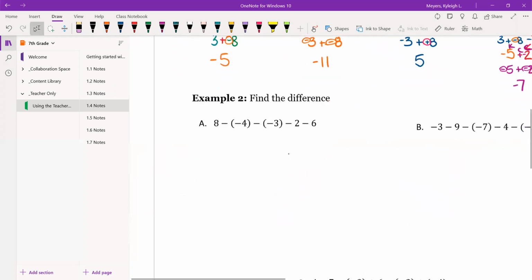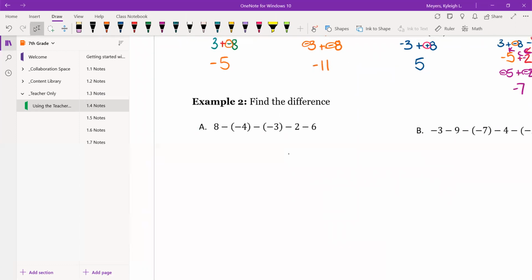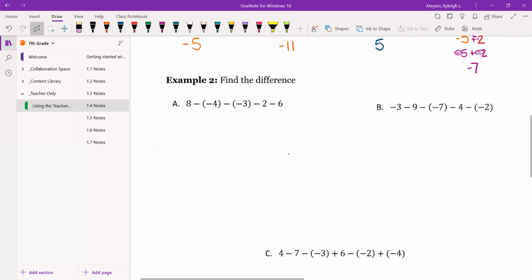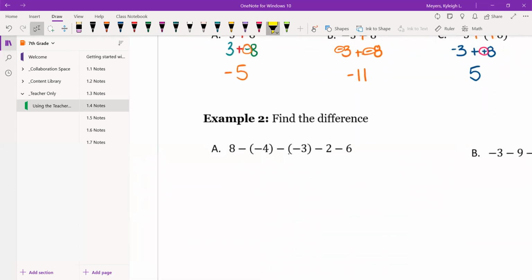So I'm going to do example 2A with you, and then I'm going to have you try B and C on your own. Okay, so let's look at example A. We're going to do these first 2 pieces together, and we would just rewrite the rest of this. So we do keep, change. Anytime I see subtraction, I do keep, change.